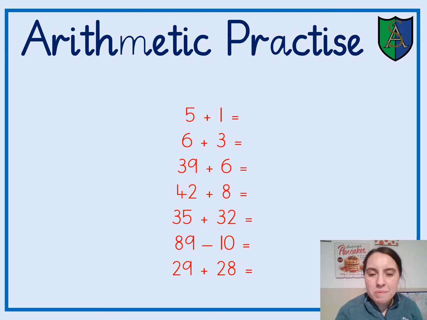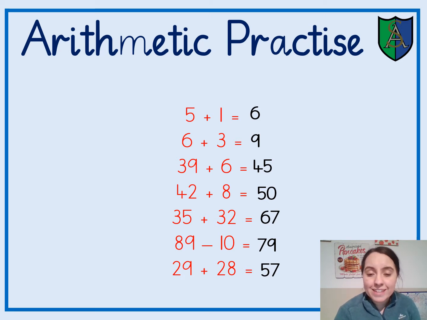Okay, children, welcome back. Let's reveal the answers. So the first one, easy peasy, was 6. Next one, 9, 45, 50, 67, 79 and 57. If you did manage to get all of those correct, a huge well done to you. And of course, if you found any of them difficult and you didn't quite get the right answer, that's okay because you can just fix it now and have a look where you may have gone wrong. Mistakes definitely matter in maths because they help us to learn, because we can look back at our mistakes and fix them.